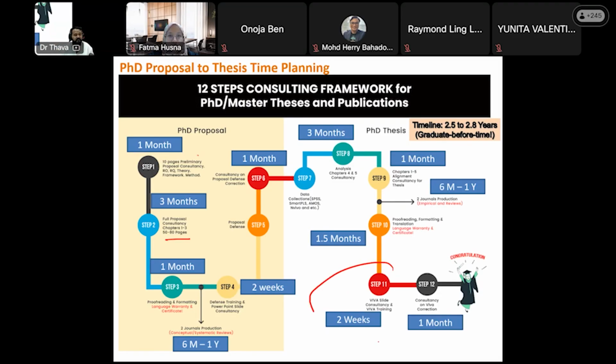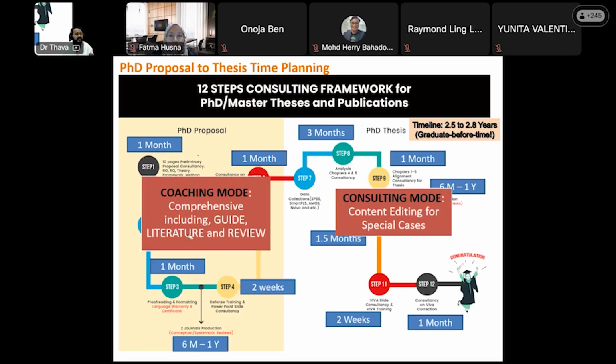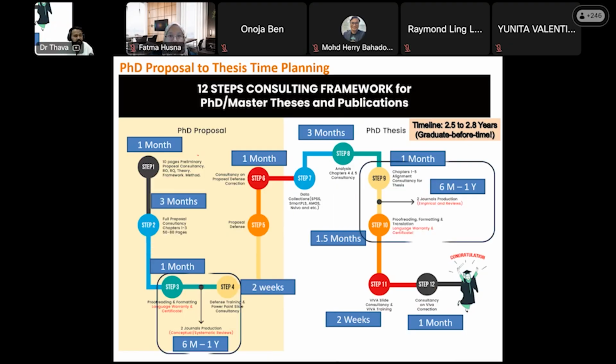Then prepare for Viva. After Viva, normally we teach the students how to address all the comments. These are all the steps required. So at the beginning stage, if your RORQ, your problem statement, anything goes wrong here, the entire journey is going to be wrong. It's going to be destroyed. That's what I wanted to emphasize here. These are the two modes that we normally work on: coaching mode or consulting mode.